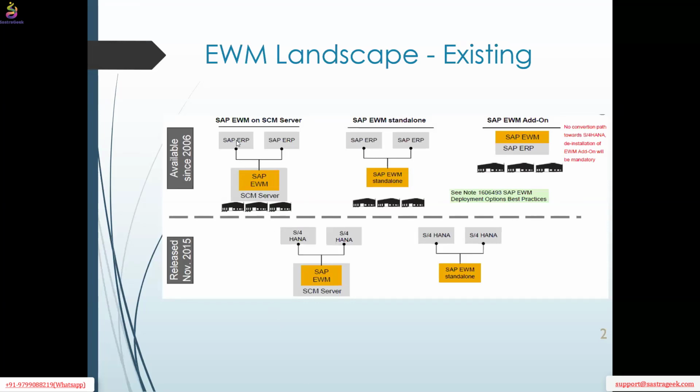only ERP in a different landscape, like ERP 6.0 and an SCM server, which is of a 5.0 version. That landscape we call a decentralized landscape. After that, EWM became standalone, where from an SCM box it is separately integrated to your ERP systems. That we call SCM servers. That is what we call a standalone system, where EWM itself integrates with the ERP system.